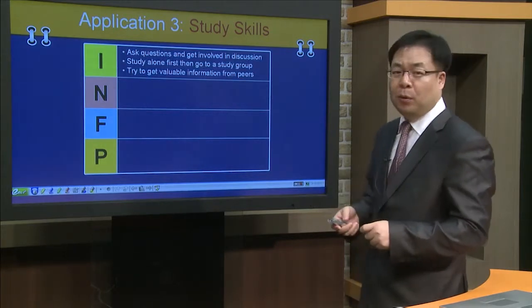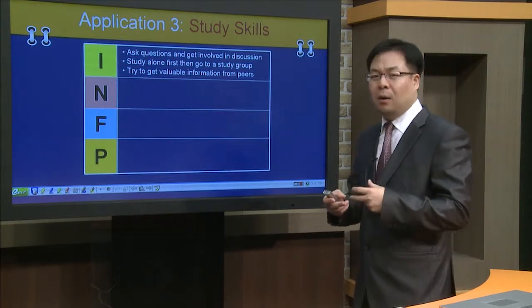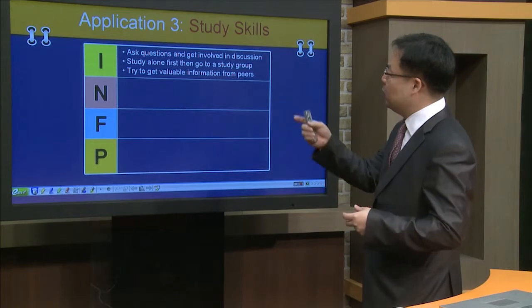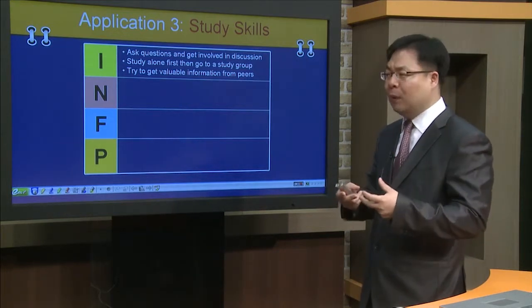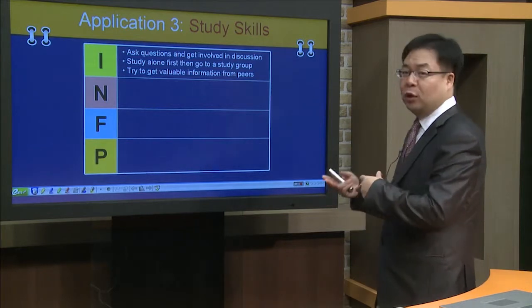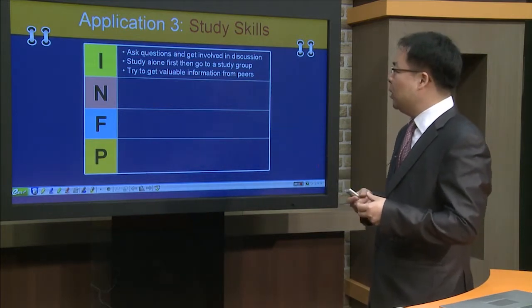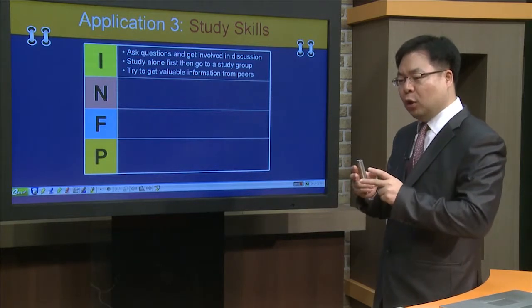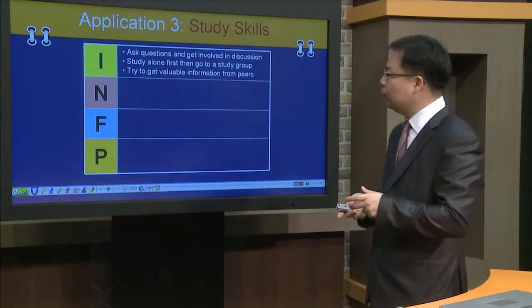For example, an I person is really calm and very quiet in the classroom. So it recommends the person ask more questions and study alone first because they feel more comfortable, but then go to a study group. So, increase some interaction with others and try to get valuable information from peers. So it encourages the student to have some interaction with others.